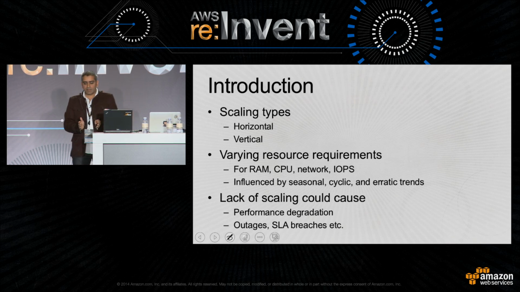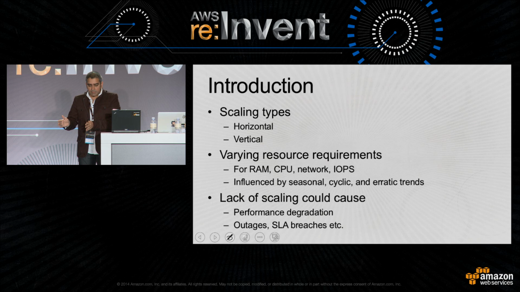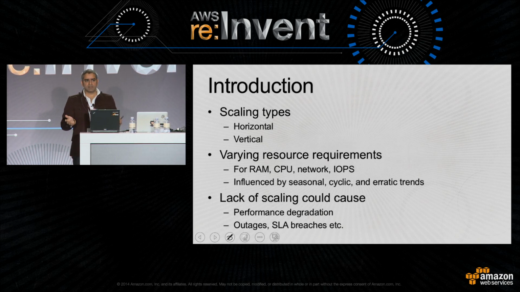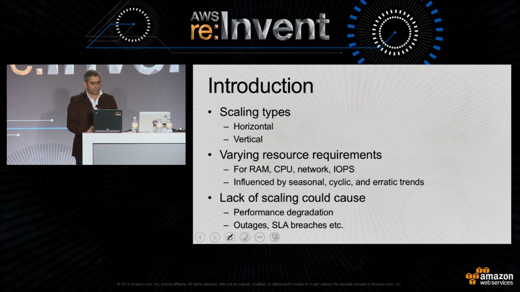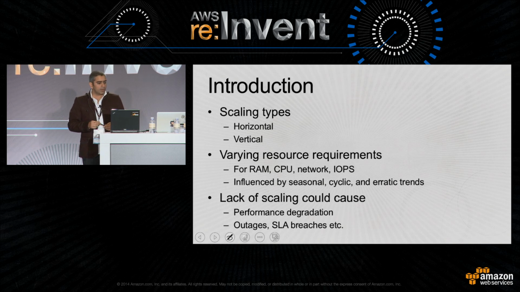Horizontal is that I don't always add more RAM or CPU through clock speed, but rather I want to add a new instance so that I can distribute my load. And our topic today is about horizontal scaling, not about the vertical. It's important to keep in mind that the RAM, the CPU, the network throughput, and all of these things vary at different times of the day, different times of the week, year, and so forth.